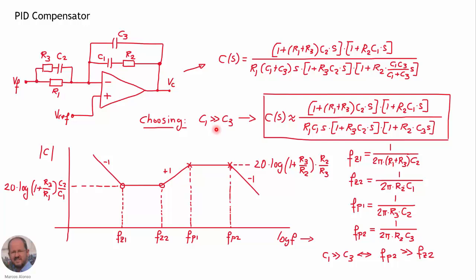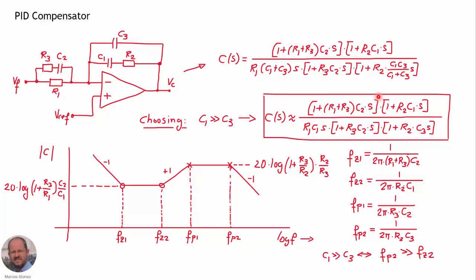and with this we can approximate this factor approximately equal to C1, so we get this expression here, much simpler. And here, because C1 is much greater than C3, we can approximate this value to C3. And then we get this expression, which is much simpler. Here we have the values of the two zeros and the two poles, and C1 can be much greater than C3 if we make the frequency of the pole 2 much greater than the frequency of the zero 2.